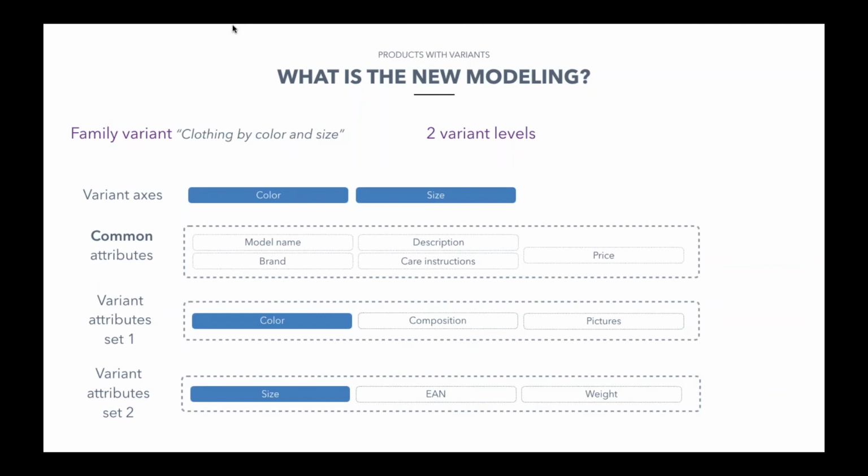You will define the number of variance levels, 1 or 2 in our example, the variant axis for each level, color for the first one, size for the second one, the distribution of attributes between the common attributes for all the products of a model, name, brand, care instructions, the variant attributes by color, pictures, composition, and the variant attributes by size, EAN, weight. Let's continue with a demonstration.